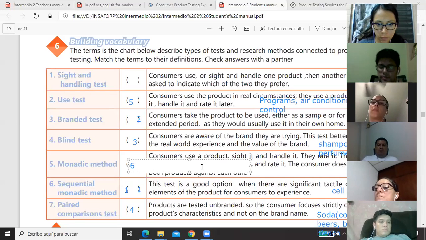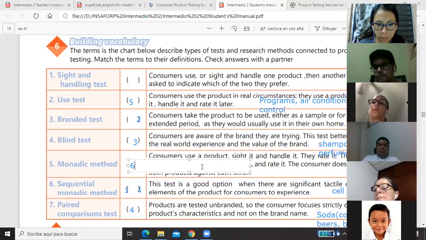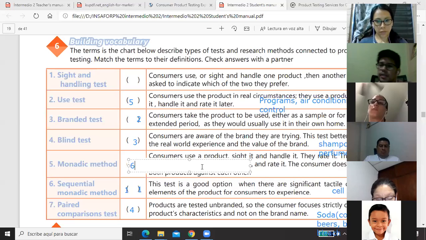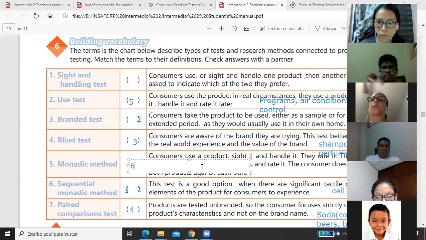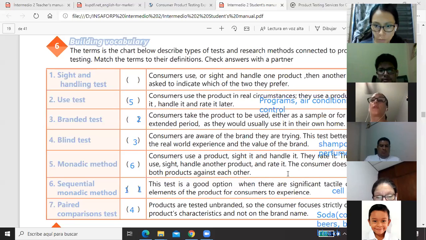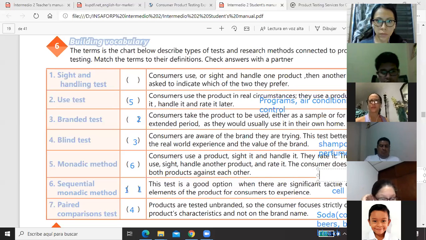handle? What kinds of products can we test by sight and handle? Any ideas? A food? Food, okay. Food, right, by this, I'm sorry, I meant a sequential method. Food? Or drink? Drink? Yeah, let's put it here. Let's record it. Food or drinks.